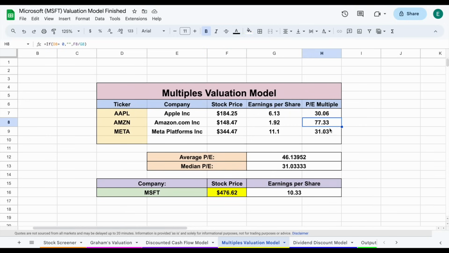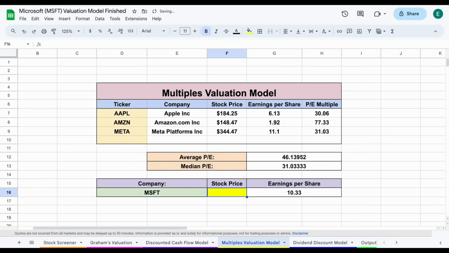Now, one of the things you may notice is we have one company that is way different than the other companies we're looking at. It's a little bit of an outlier. Sometimes when this is the case, you may decide it makes more sense to use the median price to earnings, which is quite a bit different than the average in this scenario. A lot of the times that is an indicator that you should be using the median price to earnings. So let's go ahead and switch up this formula.